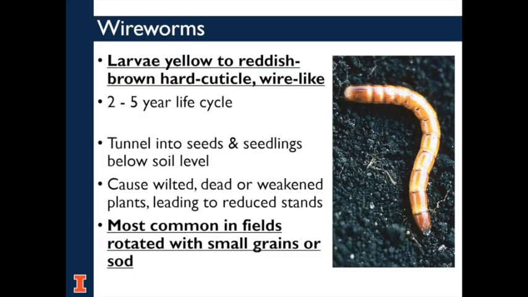Next we have wireworms. Wireworm larvae are yellow to reddish brown with a hard cuticle and wire-like shape. Multiple species of click beetles can be called wireworms as larvae. They can have a 2 to 5 year life cycle depending on the species. Wireworms tunnel into seeds and seedlings below the soil level. This can cause wilted, dead, or weakened plants, which can lead to reduced stands. They are more likely to be an issue in fields rotated with small grains or sod.